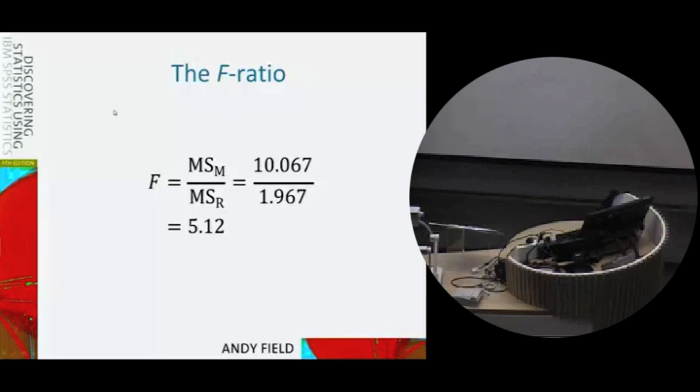In this case, we end up with an F ratio of around 5. And basically, you can compute a probability. So what is the likelihood of getting an F value as big as 5.12 if there's no effect? So if the means of the 3 groups in reality ought to be equal.